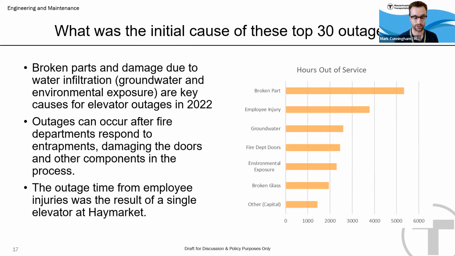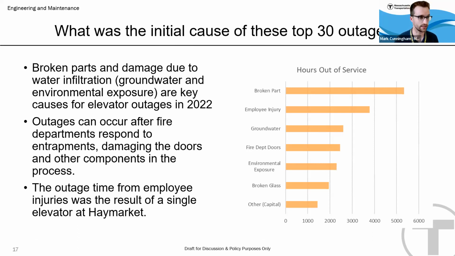I promised I would mention fire department doors, and we found that there were 2 outages out of the top 30 that were caused by fire departments. These were fire departments that responded to 2 entrapments, and when they responded and opened up the doors, they caused damage to the doors and other parts of the elevators. And so there were 2 outages, 2 elevators that were out for multiple weeks as we repaired those units.